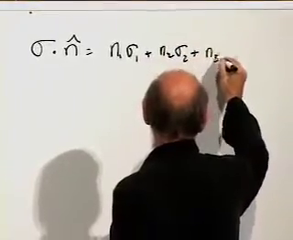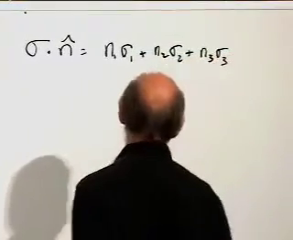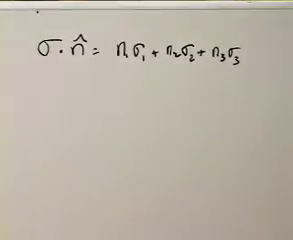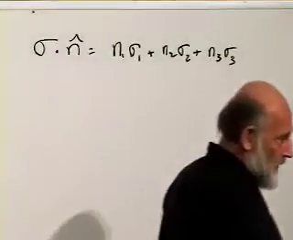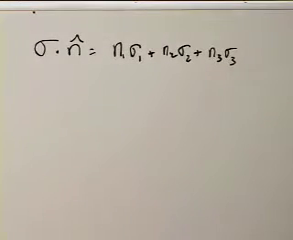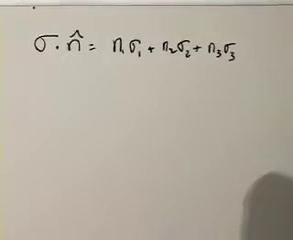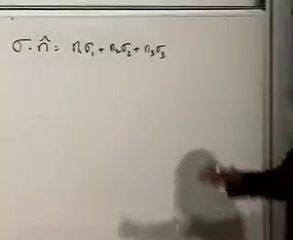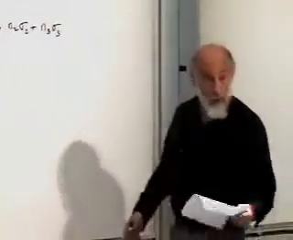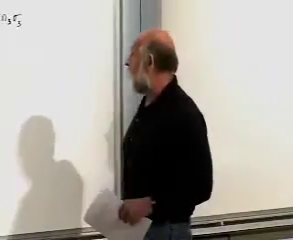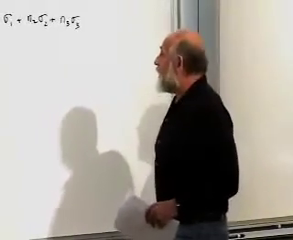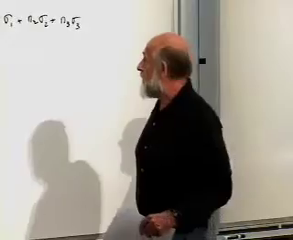But now each of the sigmas is itself a matrix. The n's are just numbers, the direction cosines of some direction. But the sigmas are matrices, and so this whole thing is itself a matrix, or operators, if I want to be really technically correct, linear operators. But let's just think of them as matrices.